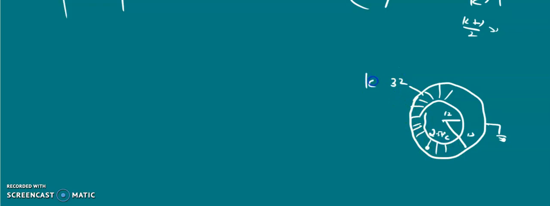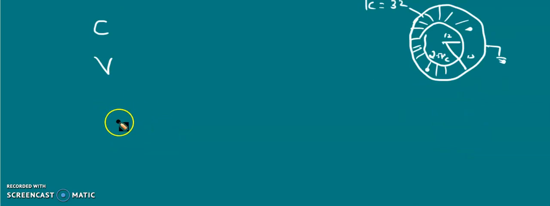K is equal to 32 for the region between the concentric spheres. Now the question is: the first part is to determine the capacitance of the capacitor, and the second part is what is the potential of the inner sphere. So we have to find the capacitance of this spherical capacitor, C, and also the potential of the inner sphere, V.